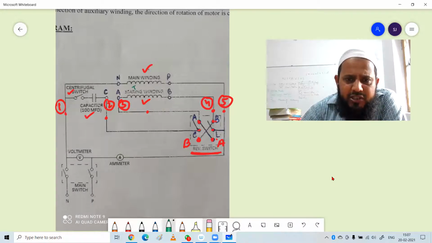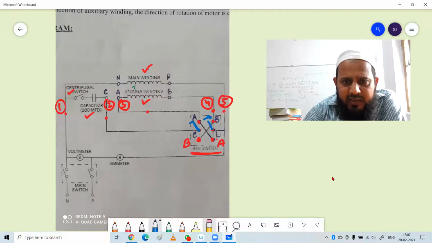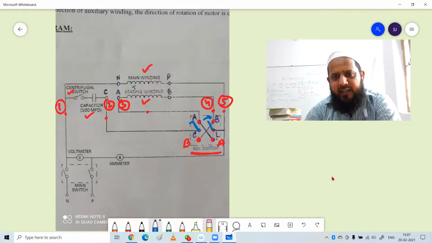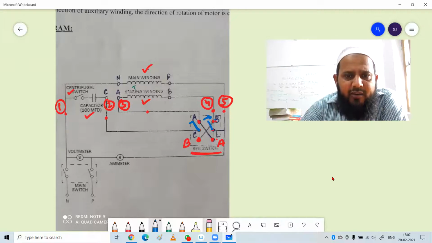Now, this is moving contact. Okay, this is moving contact. इसको मैं green से या blue से denote करता हूँ. ये moving contact है. ये या तो यहाँ ऊपर की तरफ ऐसे लग जाएगा. जब ये ऐसे लग जाएगा तो ये basically L को B से connect कर देगा. जब ये नीचे की तरफ होगा तो ये L को A से connect कर देगा. So in this way it reverses the connection of starting winding.